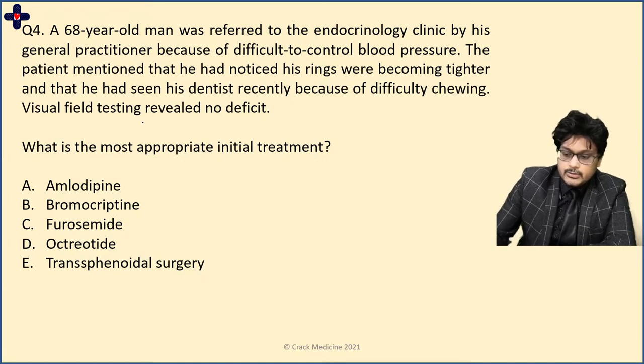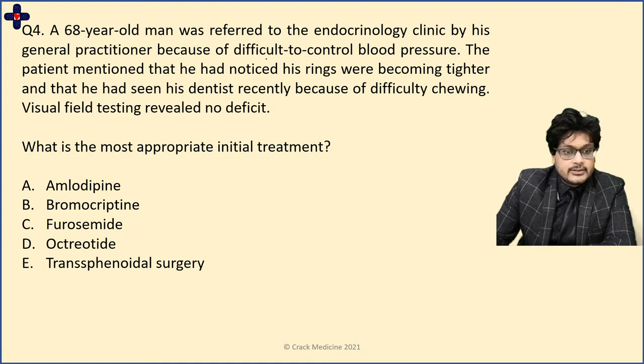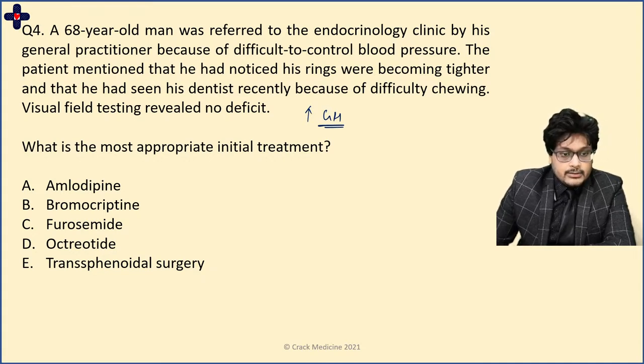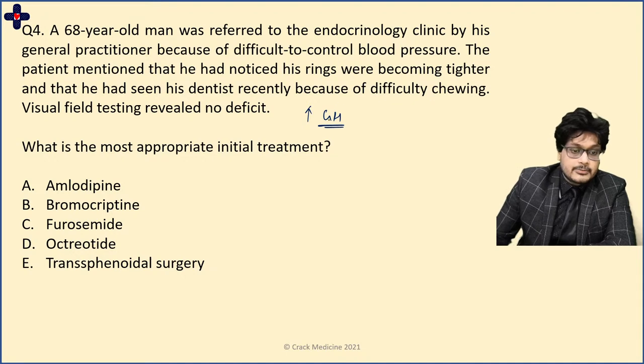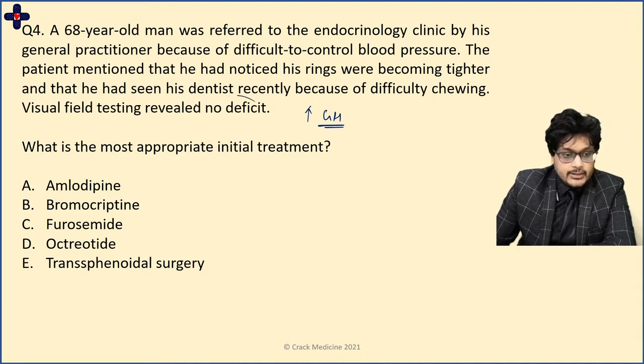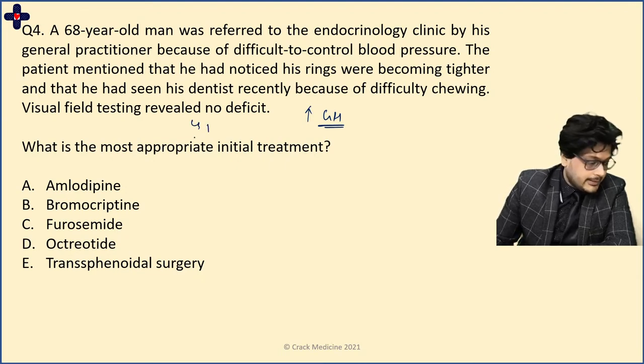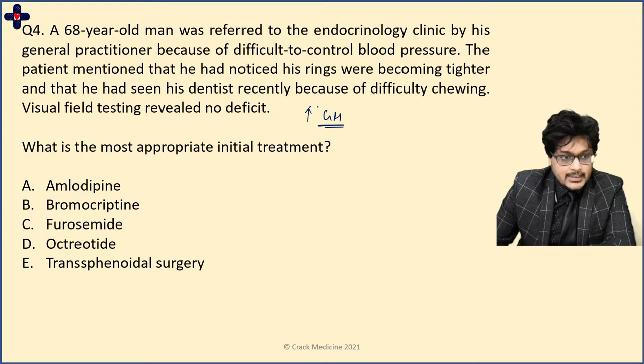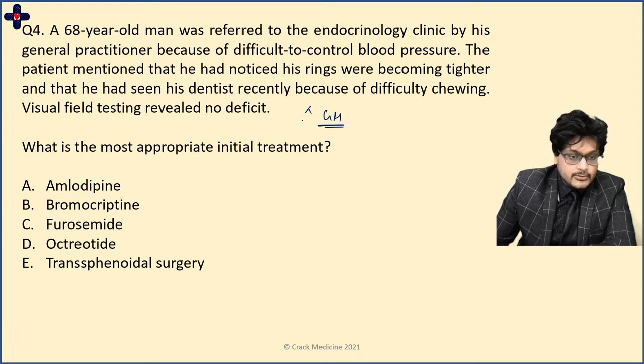So let's go by the options. Difficult to control blood pressure. Patient mentioned his rings are becoming tighter. So definitely we can see an increase in growth hormone, that is acromegaly. Now the dentist, because of difficulty chewing, so there are some issues with his jaw. And visual field testing revealed no deficit. If the patient had a bitemporal hemianopia, then that would be a pituitary macroadenoma. When the size is large, it starts pressing on the optic chiasm and that causes that. But that's not there.